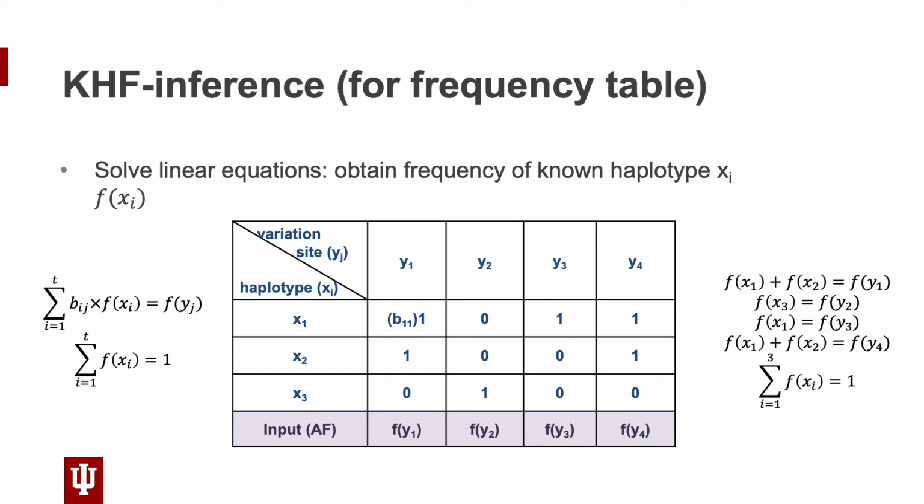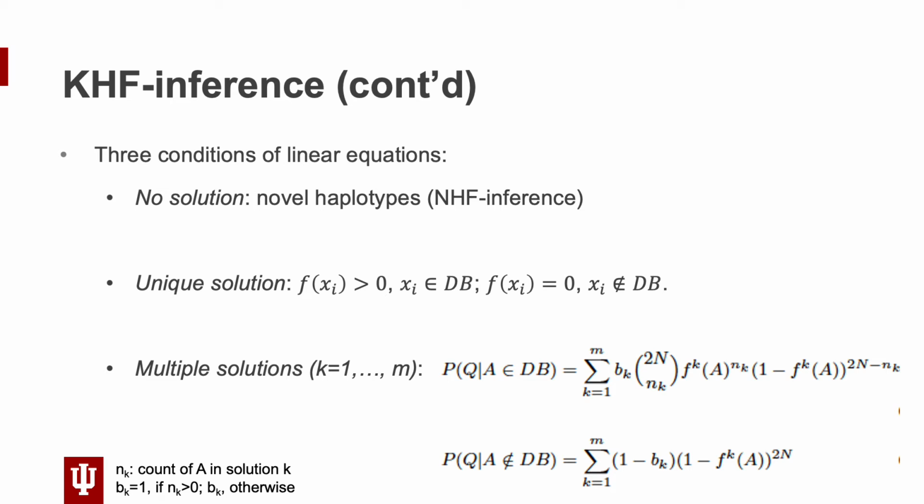So we know that at variation site y1, the frequency of y1 is fx1 plus fx2, because only these two haplotypes contain the minor allele. We also know that the summation of the frequencies of all the haplotypes should be equal to 1. There could be three conditions in the linear equations. If there is no solution, the linear equations cannot be satisfied and there are novel haplotypes present in the haploblock, and we will further perform the NHF inference, which I'll talk about later.